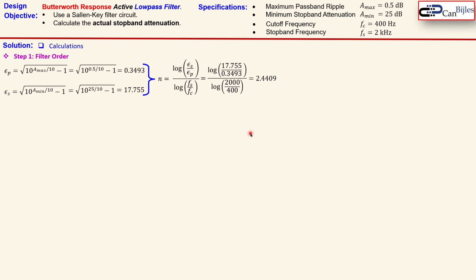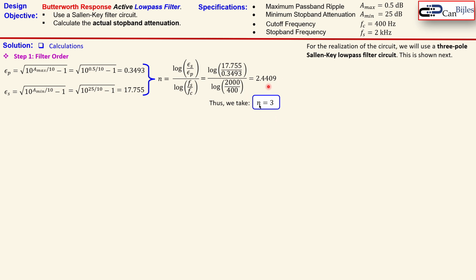That means we need to have an integer order in order to realize our circuit, so we need to go to a third order. That means n is 3. If we take here n is 2, so second order, we will not fulfill the specifications in this design. So our design needs to have a Sallen-Key filter circuit, low pass, but it should be a 3-pole. Why? Because we have a third order.